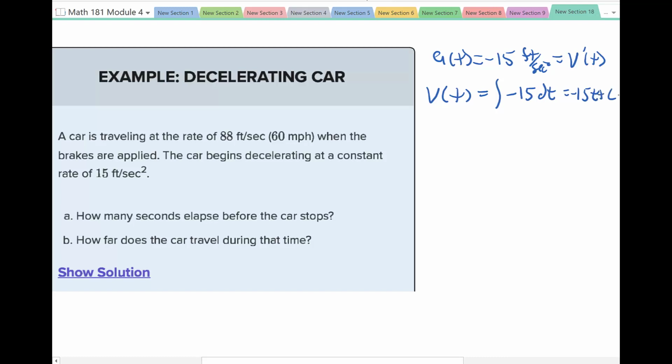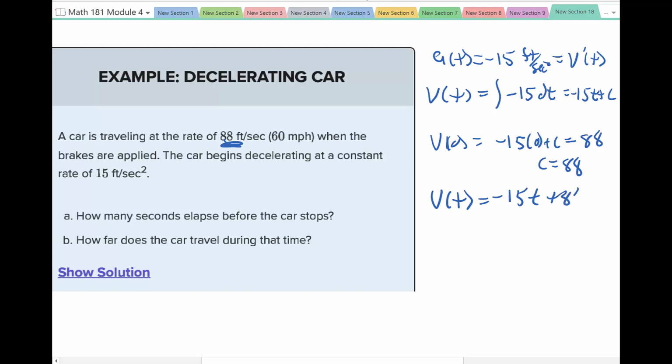Now we're given that we have an initial velocity of 88 before the brakes are applied. So our velocity at time 0 is negative 15t plus c, which equals 88. I should say 15 times 0 because t is 0 here. So that means c must be 88. And we have velocity at time t equals negative 15t plus 88.